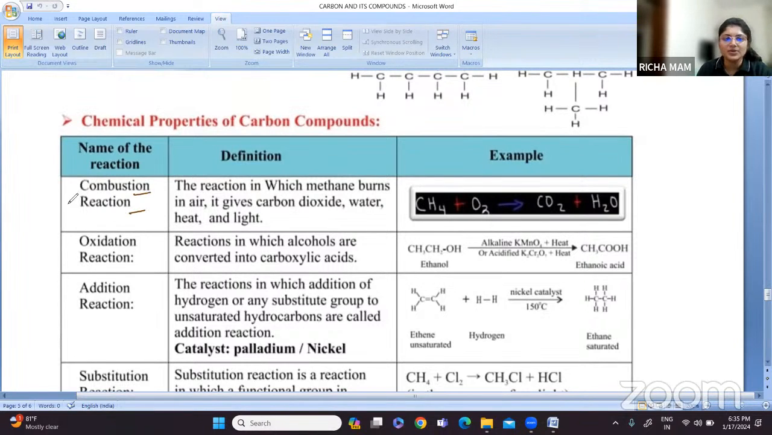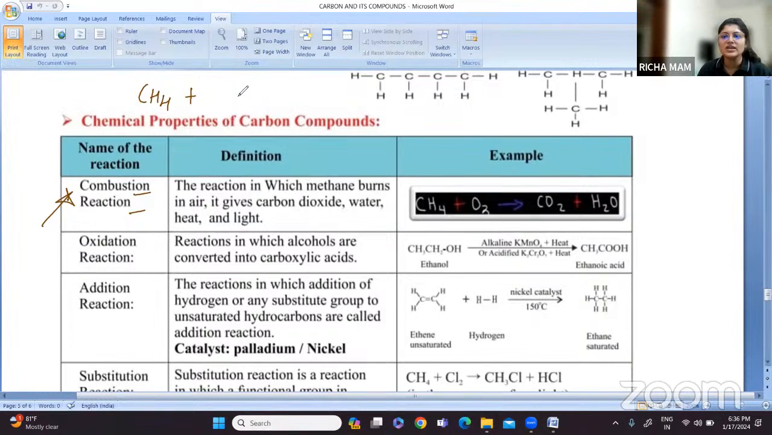Now, what do you mean by a combustion reaction, students? This is a reaction involving hydrocarbons. Hydrocarbons include methane and fossil fuels such as petrol and diesel. These are all hydrocarbons. How does your vehicle work? Your vehicle works on the basis of combustion. Fuel is nothing but hydrocarbons.